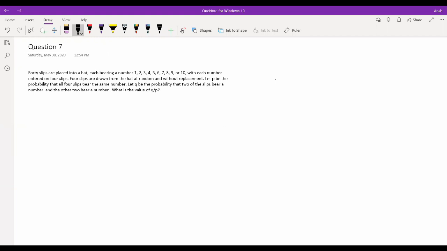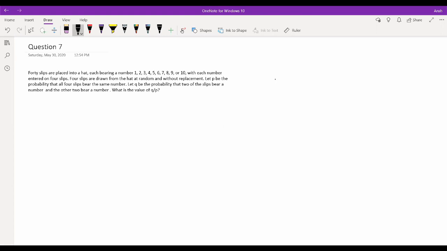So this problem has 40 slips being placed in a hat, each bearing a number 1, 2, 3, 4, up to 10, with each number entered 4 times. We draw 4 slips from the hat at random without replacement. If P is the probability that all 4 slips bear the same number, and Q is the probability that only two of them bear one number and the other 2 bear a different number, what is the value of Q over P? All right, so for this problem, we can first find P and Q individually.